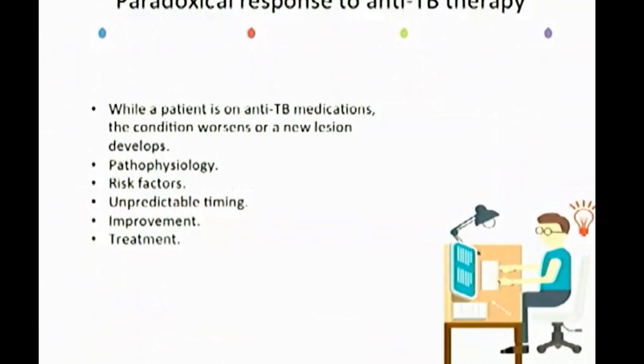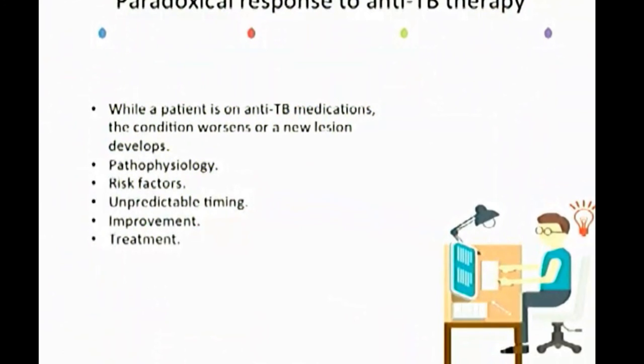They looked at the initial baseline investigations such as the CBC. They found that if the patient is severely anemic with low lymphocytes and low albumin, it would put him at a higher risk of developing this reaction. But our patient had a normal CBC and normal albumin level. It also has unpredictable timing. In some patients, it can be as early as 2 weeks from starting the anti-TB medication or as late as 18 months.